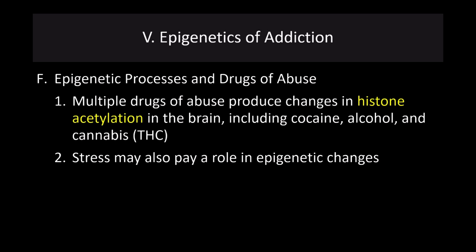So when it comes to drugs of abuse, we know that multiple drugs of abuse can induce changes in histone acetylation, including cocaine, alcohol, and cannabis. And we know that stress may also play a role in epigenetic changes. And so it might be the combination of stress and drug abuse that leads people more likely to go down the path of addiction. This is a fascinating area where we're just really starting to get a handle on how all of this works.